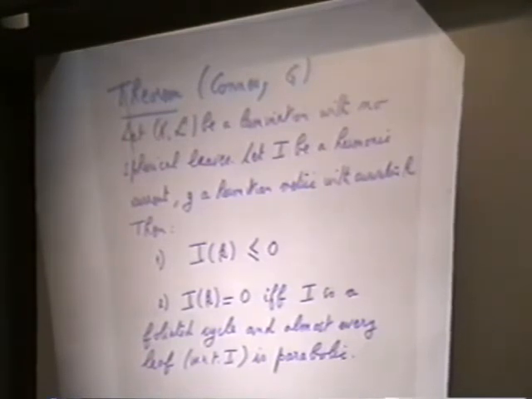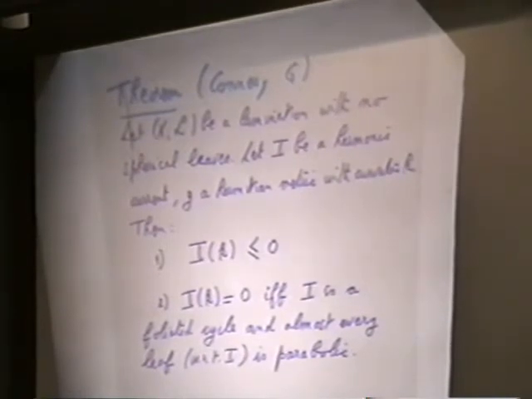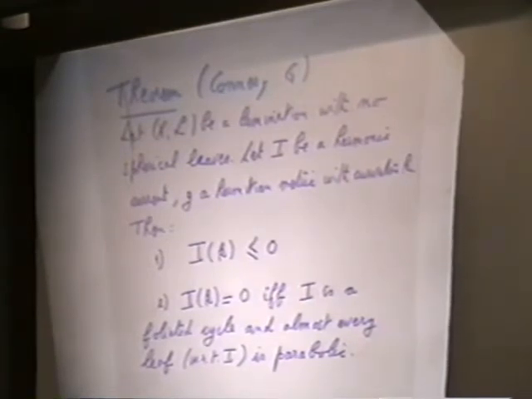It tells you that this is 0 if and only if I is not just any harmonic current, but a foliation cycle, and moreover, almost every leaf with respect to that foliation cycle is of parabolic type. So this is a way of splitting laminations into something that we would like to call parabolic and something we would like to call hyperbolic, depending on the sign of this integral.